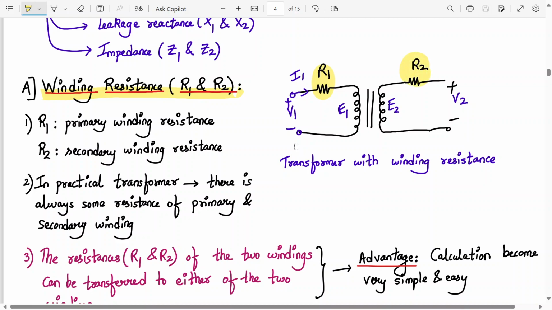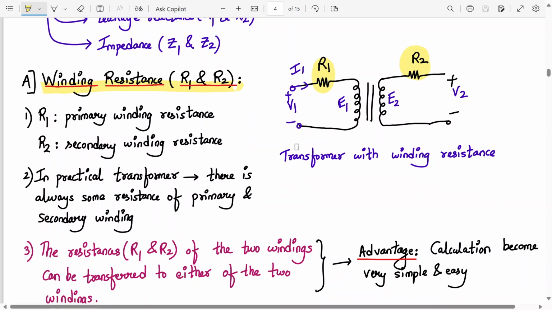So here let me continue further. R1 is the primary winding resistance, R2 is the secondary winding resistance. This happens in a practical transformer as there is some resistance associated with the primary and secondary windings because they are made up of copper wire. Now here we have a very important transformation.